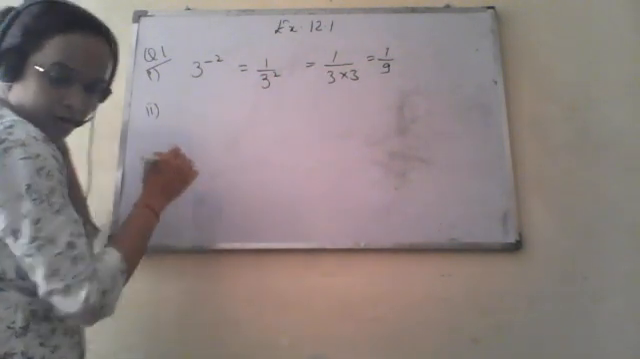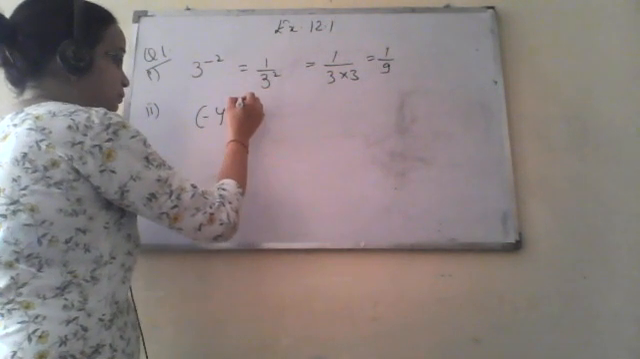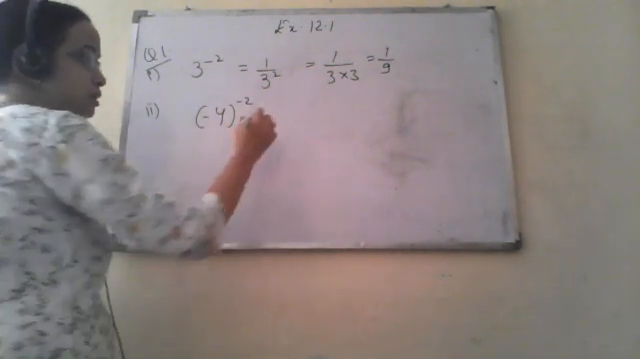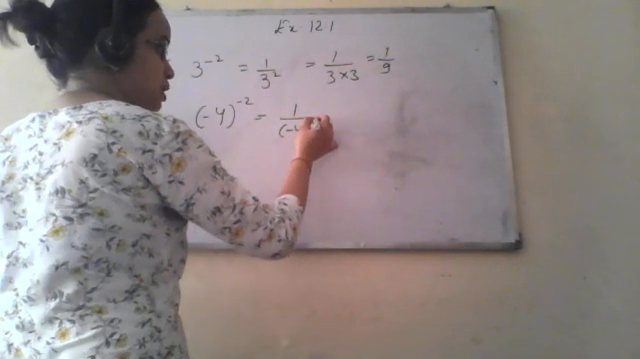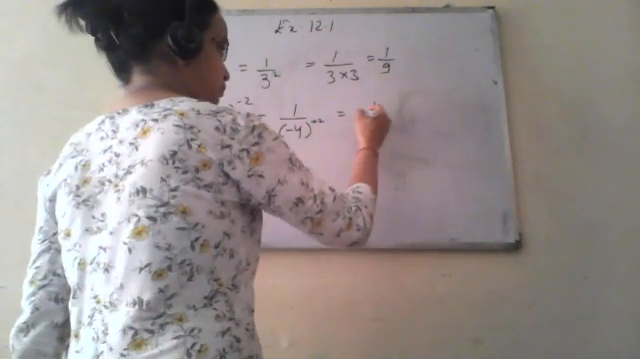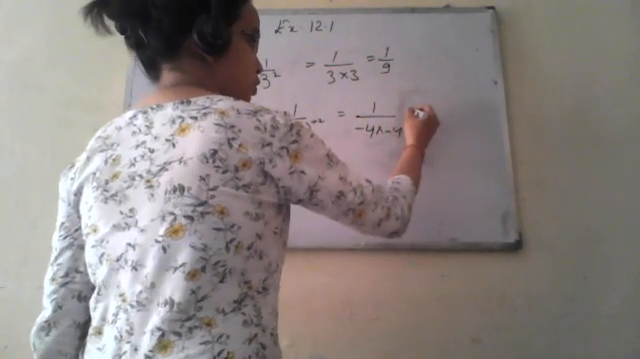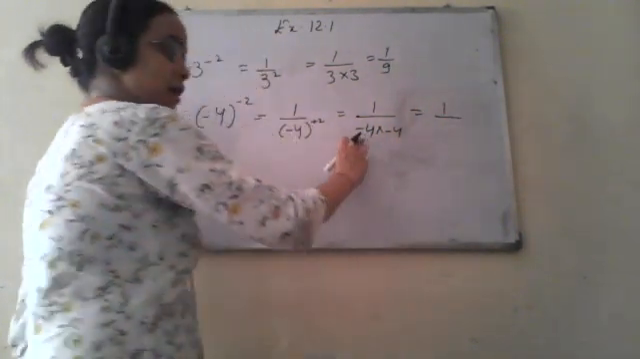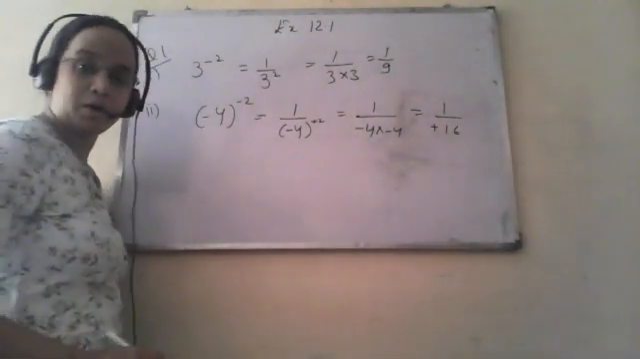Now second part, we have minus 4 to the power minus 2. Clear? It can be written as 1 upon minus 4 to the power plus 2. The power has changed. So it becomes 1 upon minus 4 into minus 4, and minus 4 into minus 4 will be plus 16. So the value is 1 upon 16.